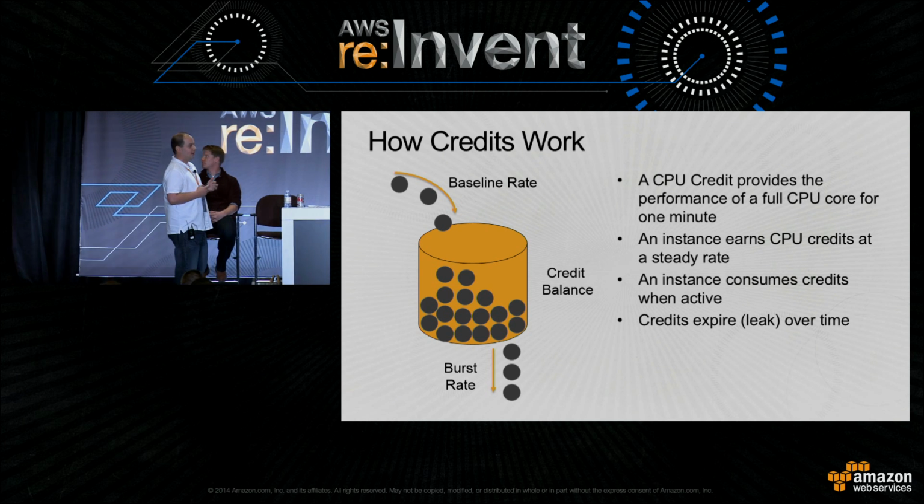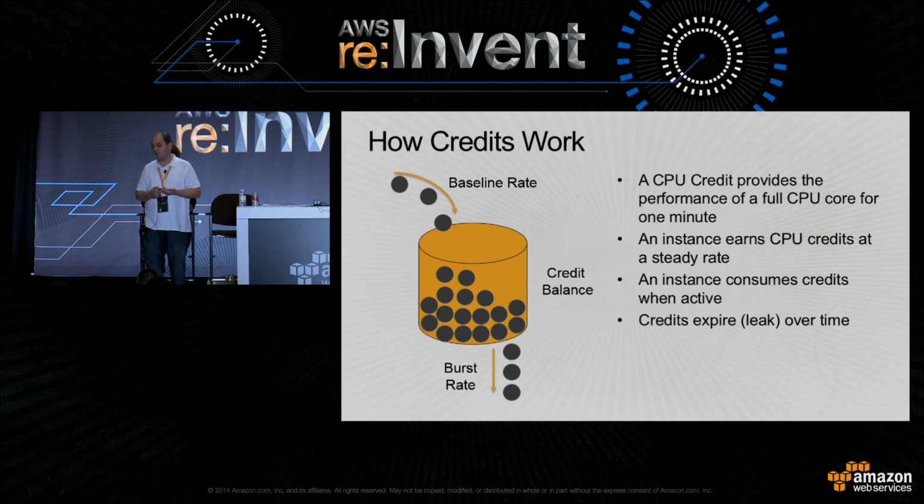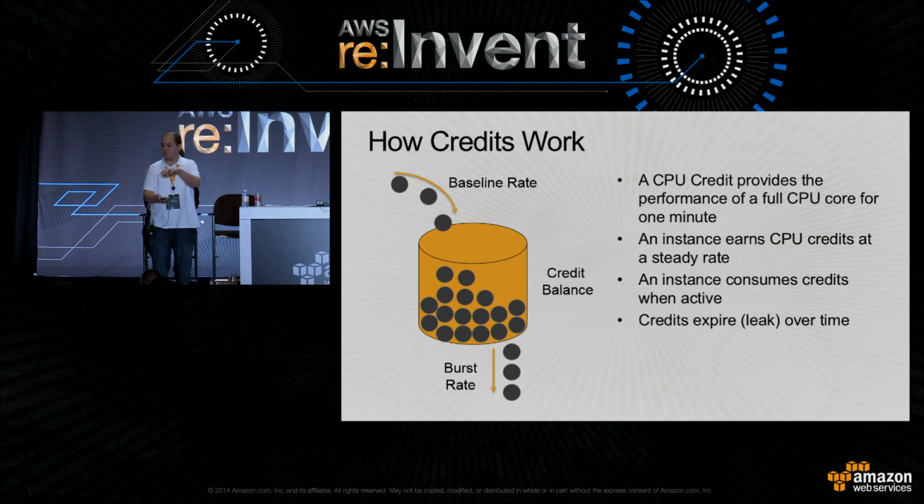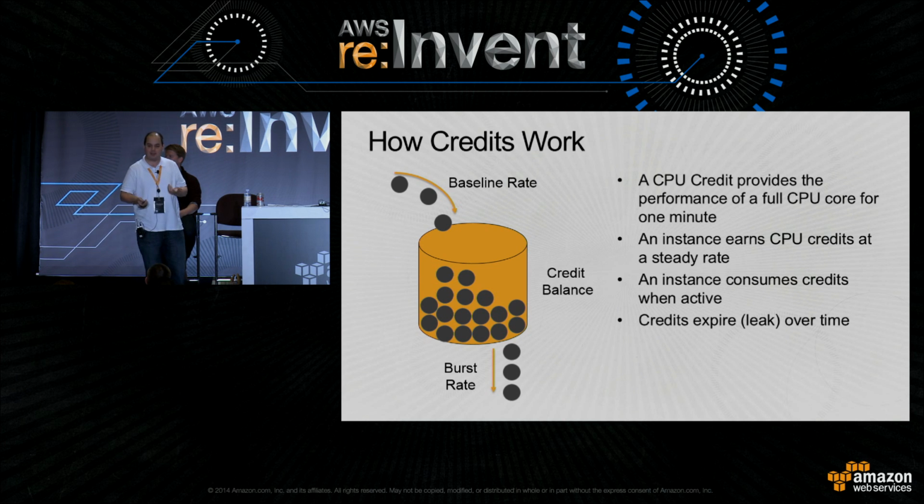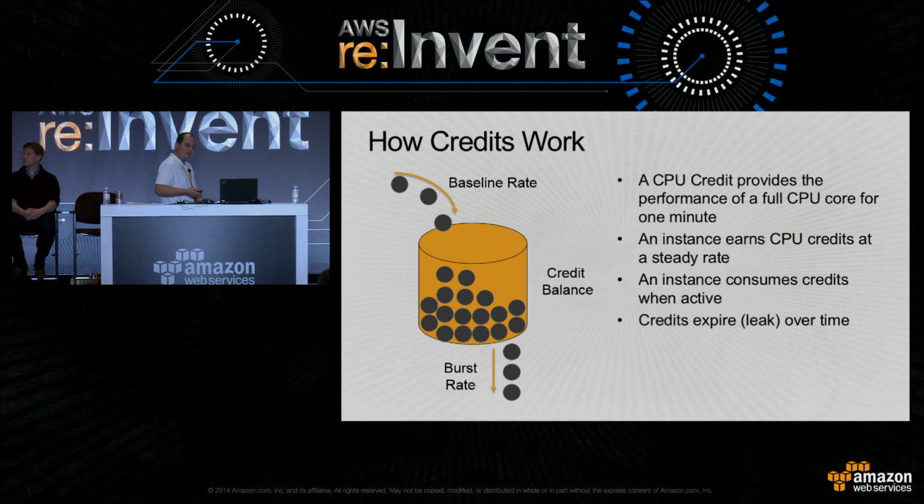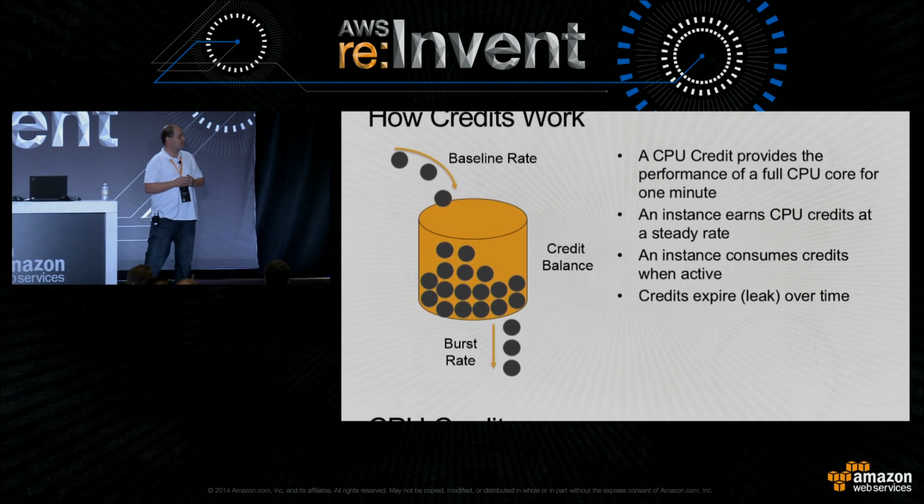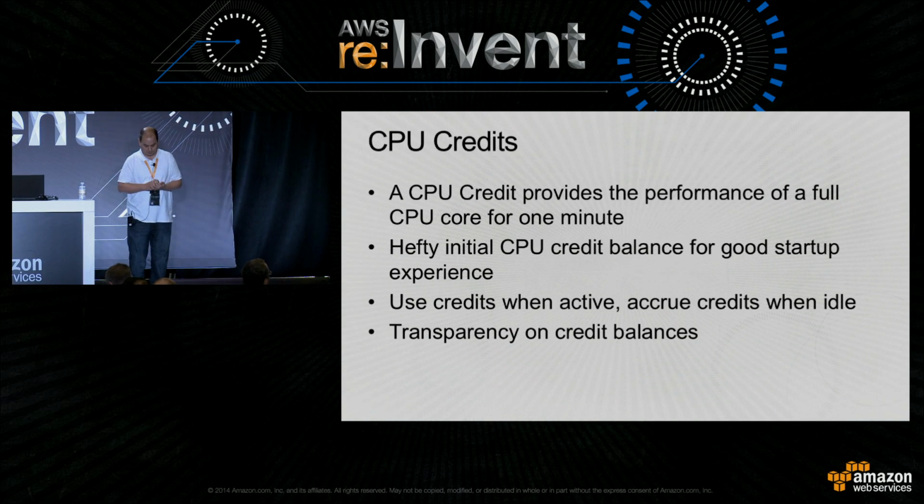The other characteristic of the bucket worth mentioning is that credits do expire over time. And one of the characteristics of a bucket is that at some point it gets full. And if you keep adding to it, it's just going to spill over. And credit expiration is our way of attacking that problem, that over time the credits sort of magically disappear.